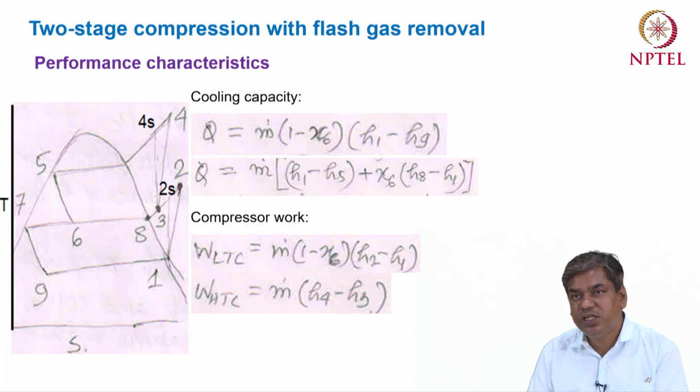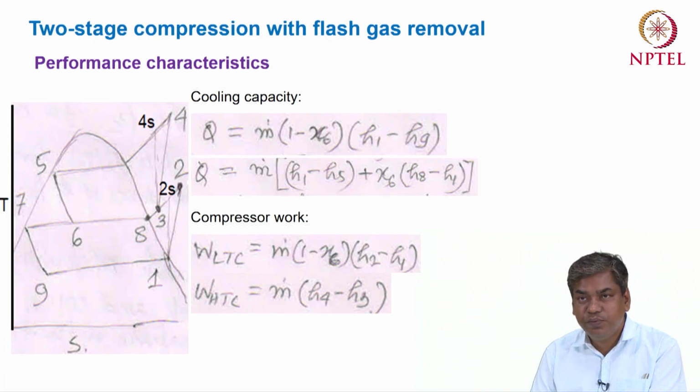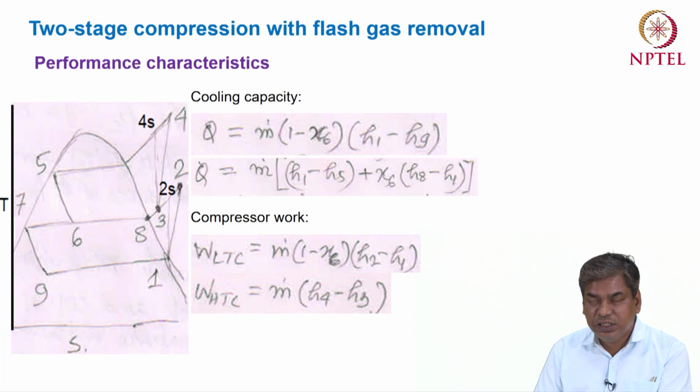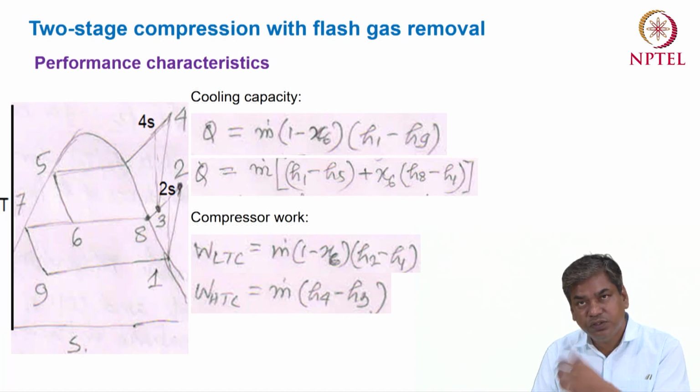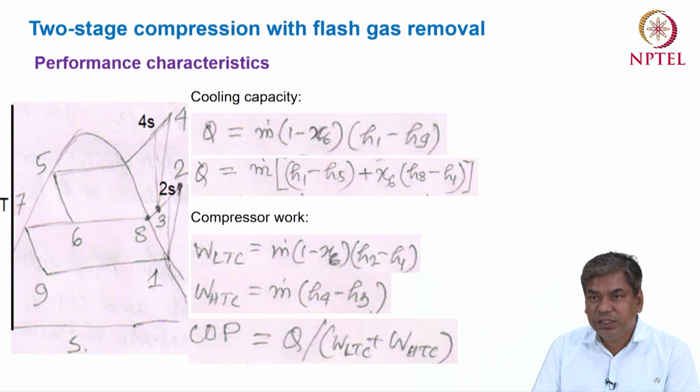So that means m dot into (1 minus x6) into (h2 minus h1) is lower as compared to m dot into (h2 minus h1), and also m dot into (h4 minus h9) is lower as compared to m dot into (h4 dash minus h2). So both quantities will be reduced by using this two-stage compression with flash gas removal. So the compressor work will decrease by using the two-stage compression with flash gas removal.